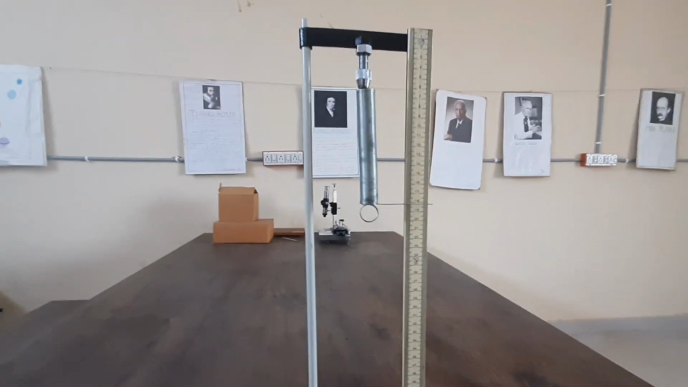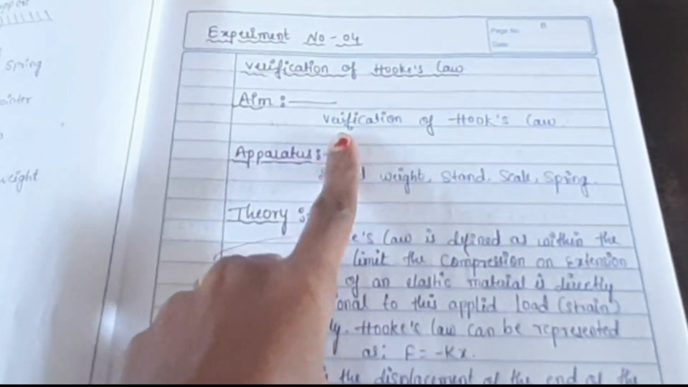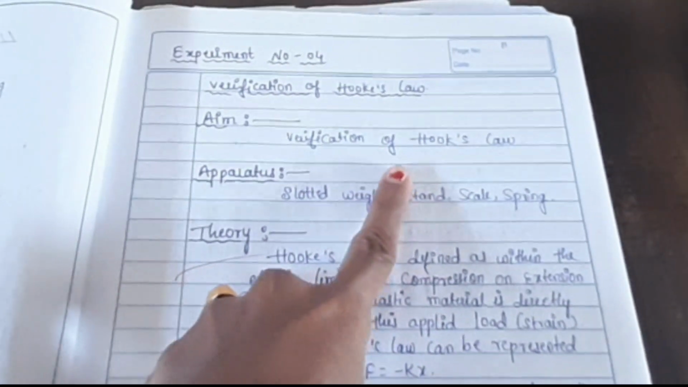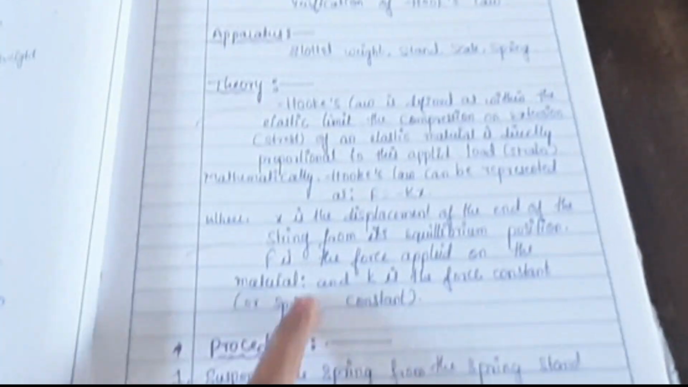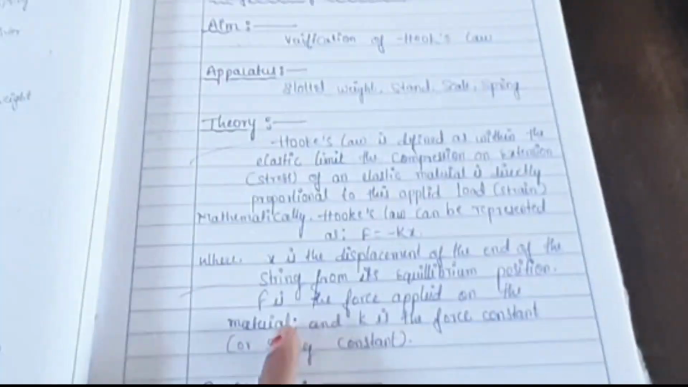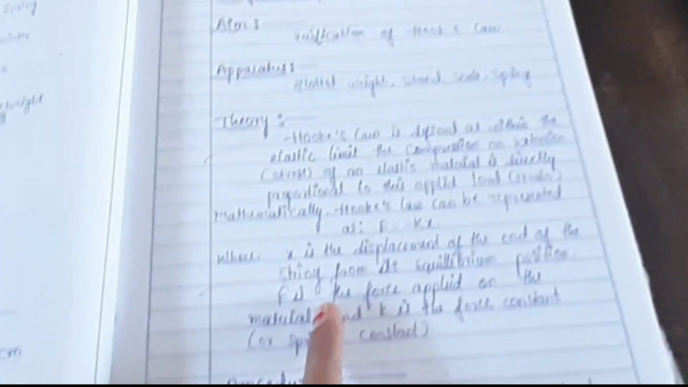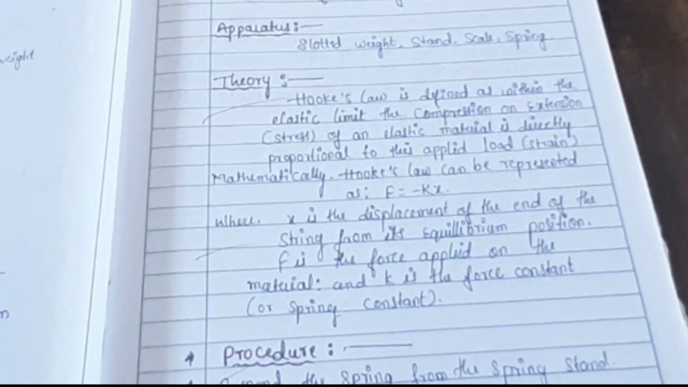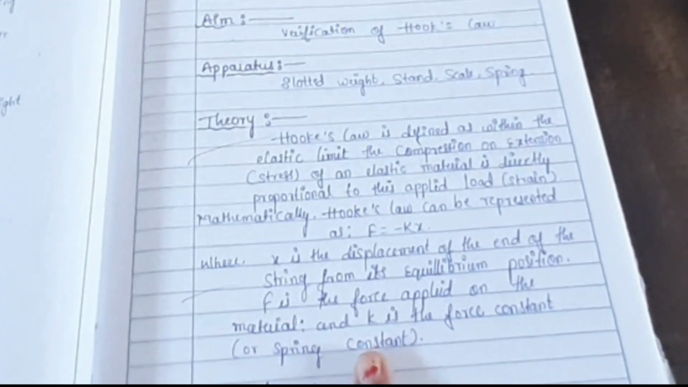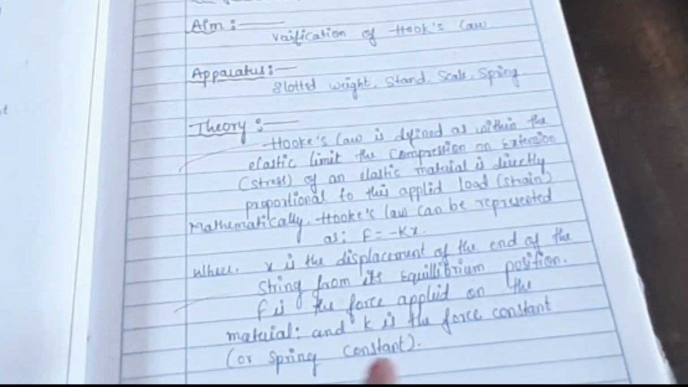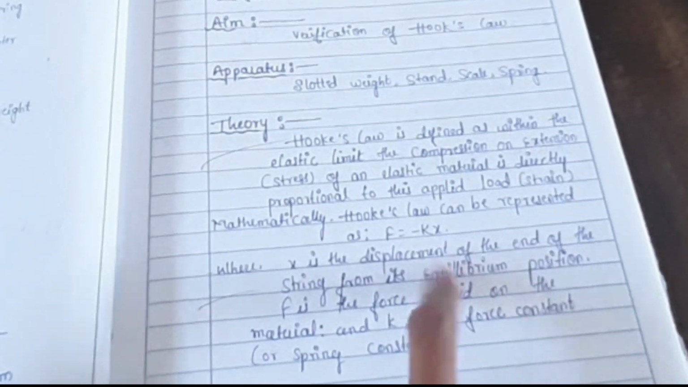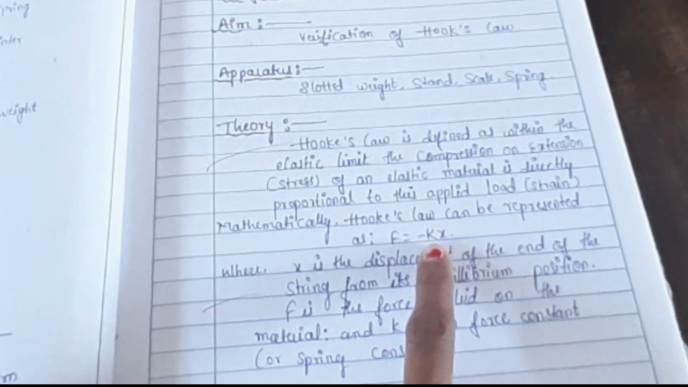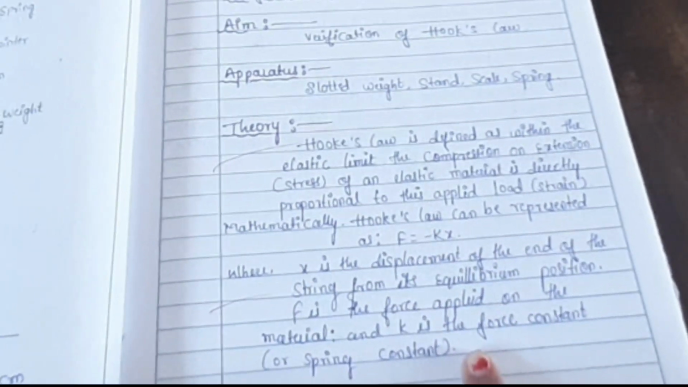So let us start. Here the aim of the experiment is to verify Hooke's law. As we know, according to Hooke's law, stress is directly proportional to strain. We can write in terms of the expression: force is directly proportional to the extension, that is, applied force is proportional to x. If we remove the proportionality, we will have the constant k, that is the force constant.